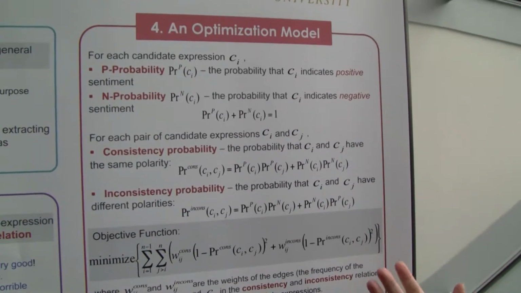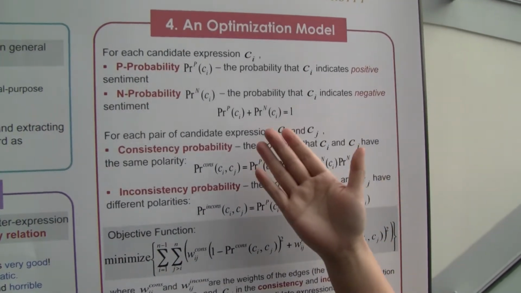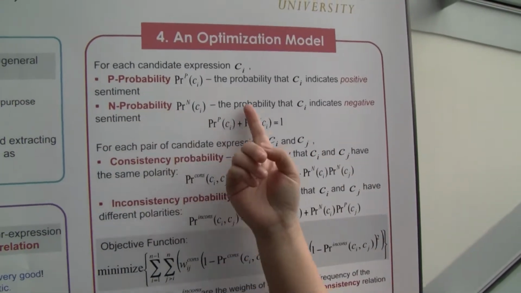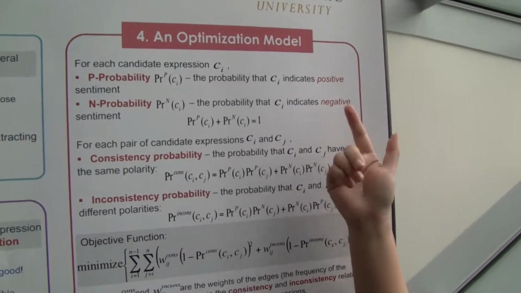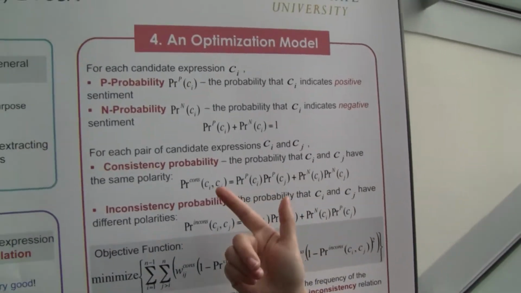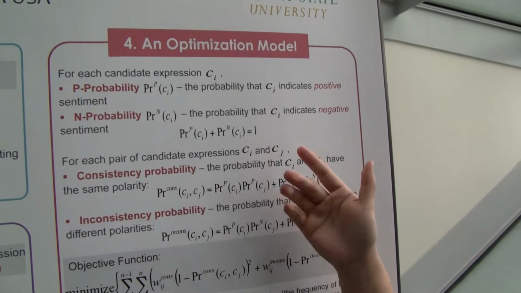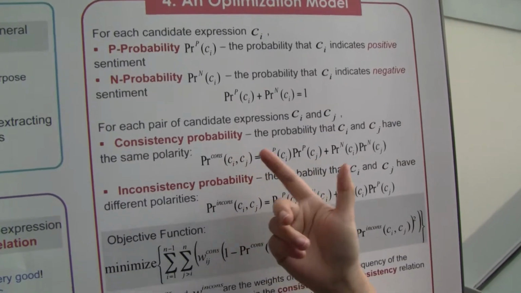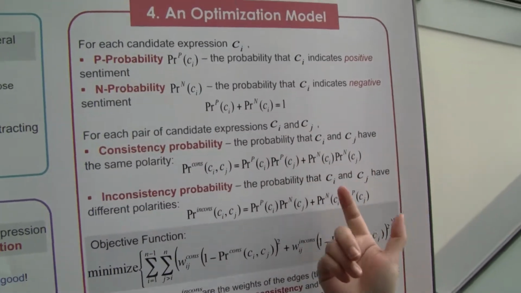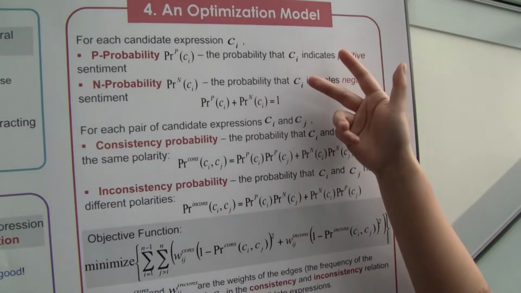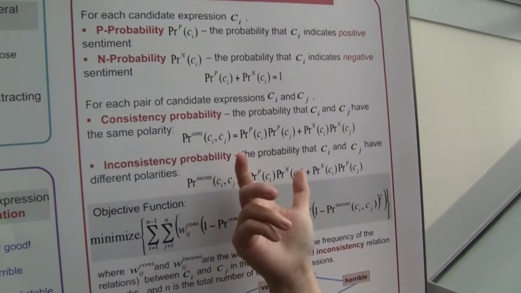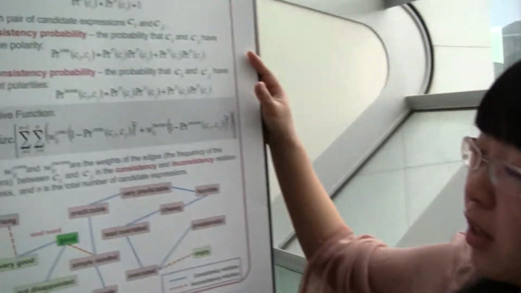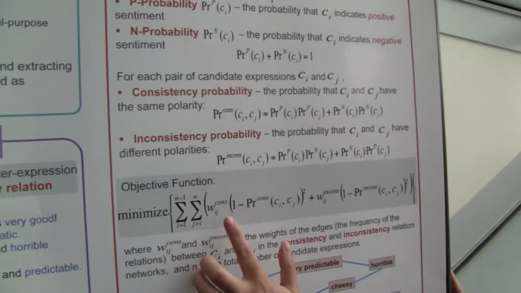As the next step, we build an optimization model to predict the P probability and N probability of each expression. The P probability is the probability that an expression indicates positive sentiment, and the N probability is the probability that an expression indicates negative sentiment. The sum of both of them should be 1. Then from this P probability and N probability, we can get the consistent and inconsistent probabilities through this formula. And then we get the objective function.